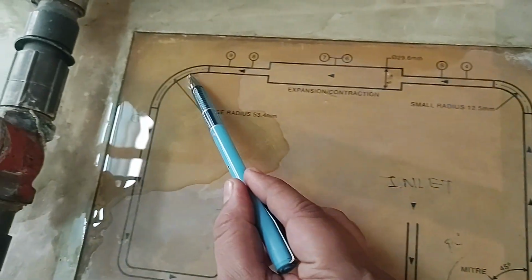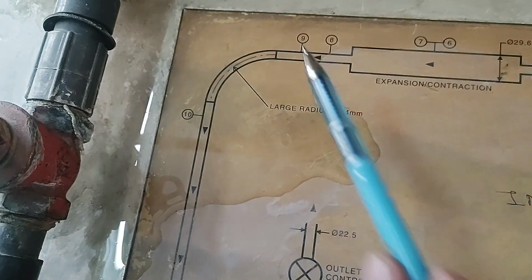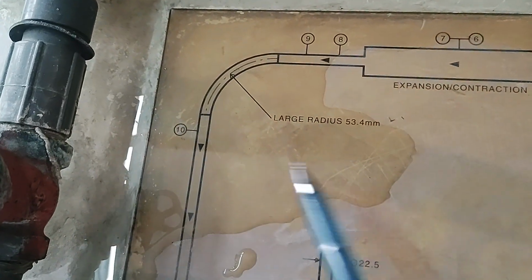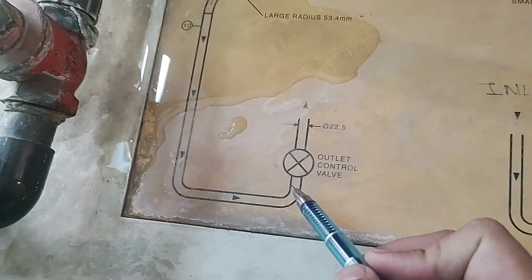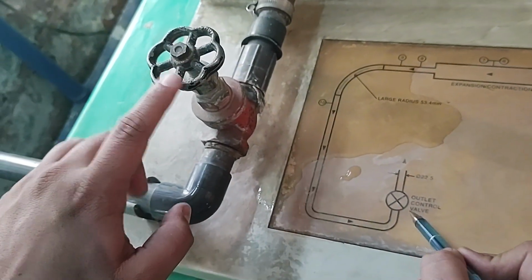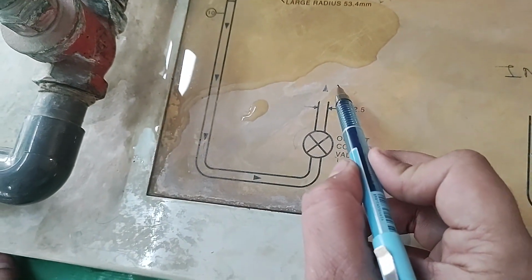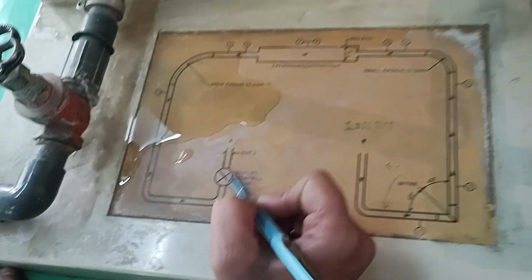Then this is a large radius bend. You can see it is written here, large radius bend, and the radius of this is 53.4 mm. Now again it traverses to a part, and this is the control volume, which is shown here. This is the same control volume. Then this is the exit point. Through this exit point we measure the discharge by collecting the water volume per unit time. So this will give us the discharge value.